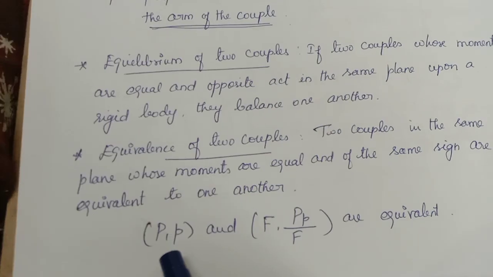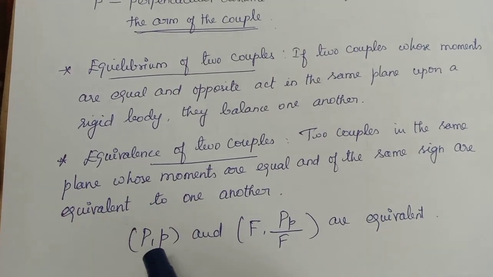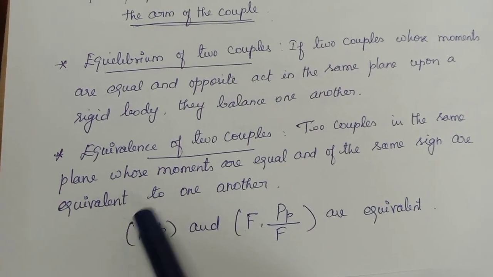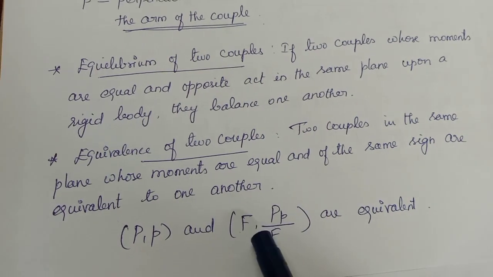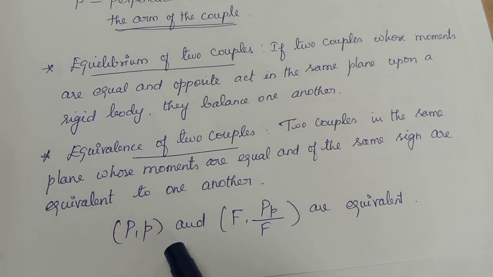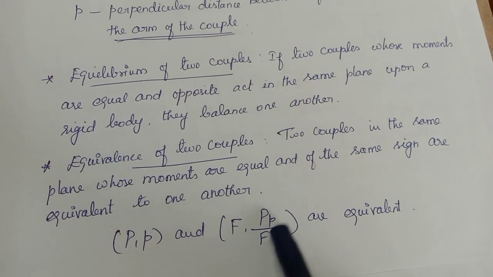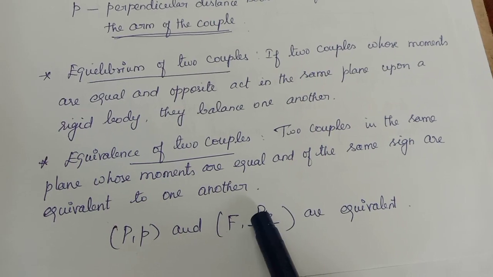See this example here. This is the first couple (P, p). That is, the force is P and the perpendicular distance, the arm, is small p. What is the moment of this couple? Capital P into small p. This is equivalent to this couple. This is completely different: the force is different and the arm is also different. But these two are equivalent. Why are they equivalent? Look at this. You multiply these two things and find out the moment. What is the moment? The F's get cancelled and it is P into p only.